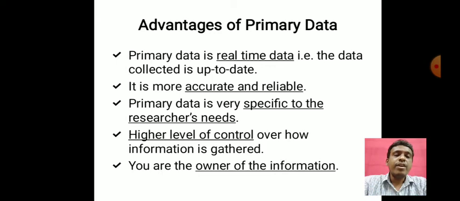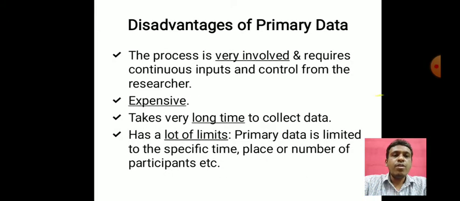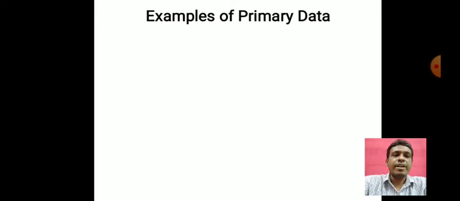And lastly, the information is collected by you, and hence you have some proprietary rights over it. So you become the owner of the information. If you want, later on you can sell the information if it is needed. So these are some of the advantages of primary data. Now examples of primary data, for example.